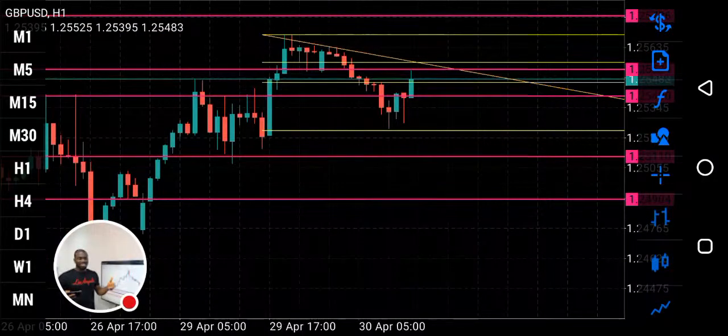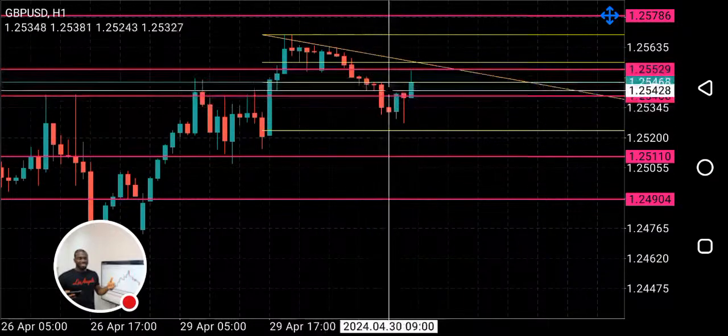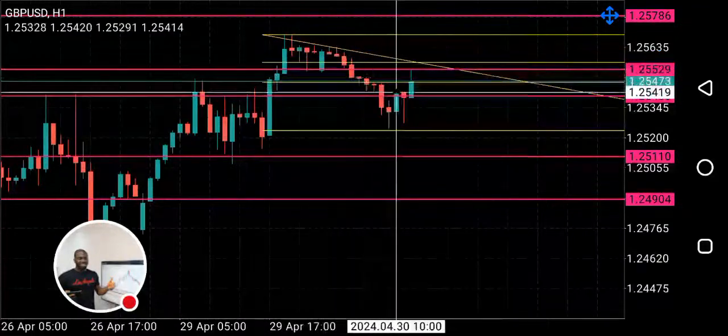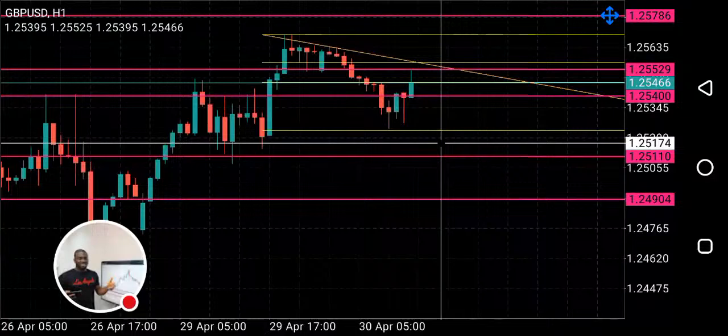So the 4 hour and 1 hour indicate that the bears are showing up in the market, and there's a high probability for GU to go bearish.